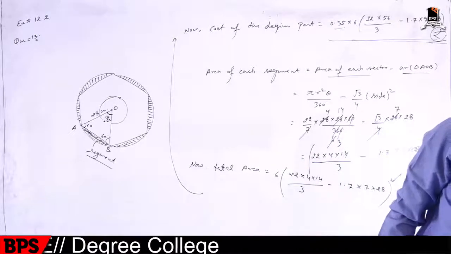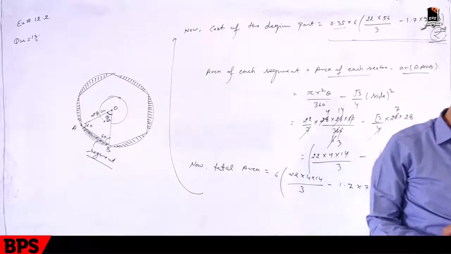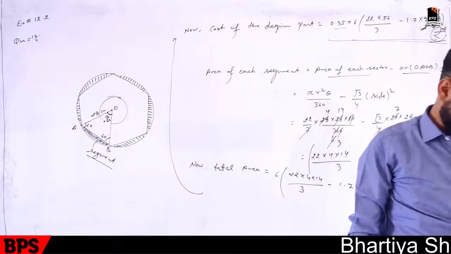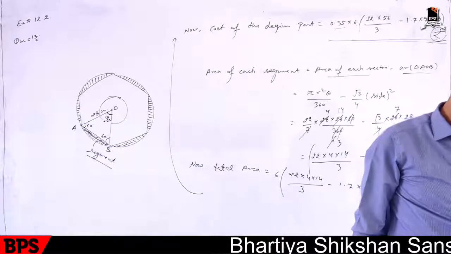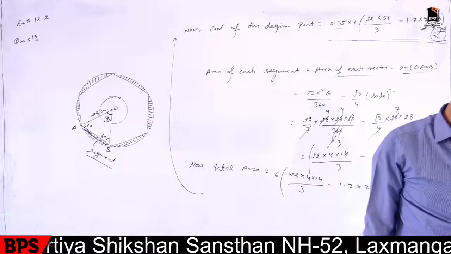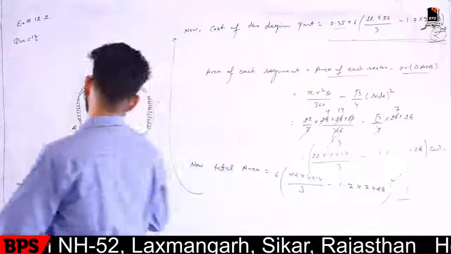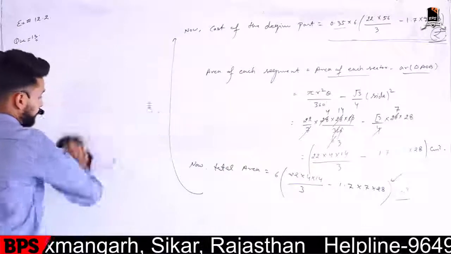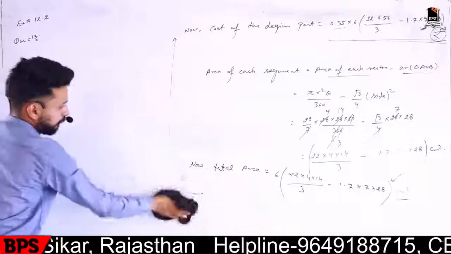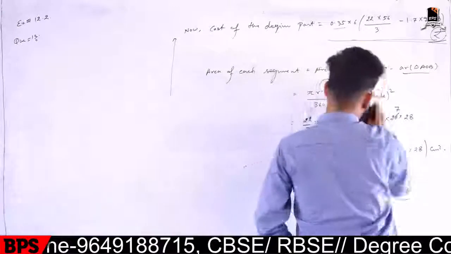Now the last question of exercise 12.2. Question number 14. Tick the correct answer in the following. Area of a sector of angle P of a circle with radius R. The area of a sector is pi r square theta upon 360.